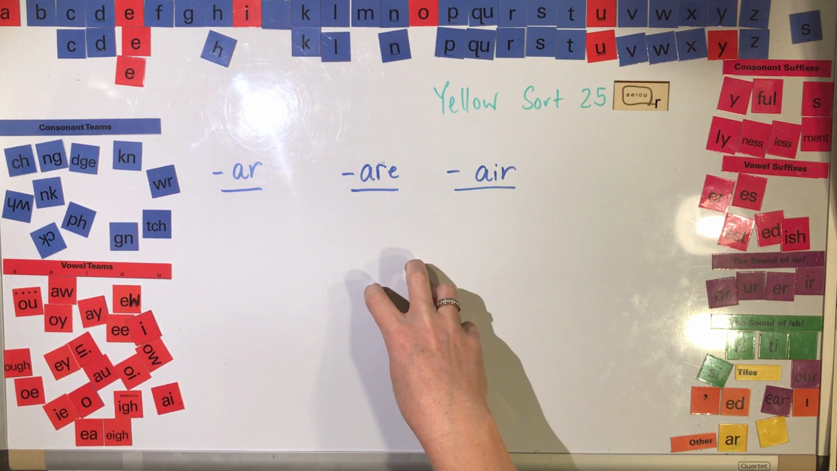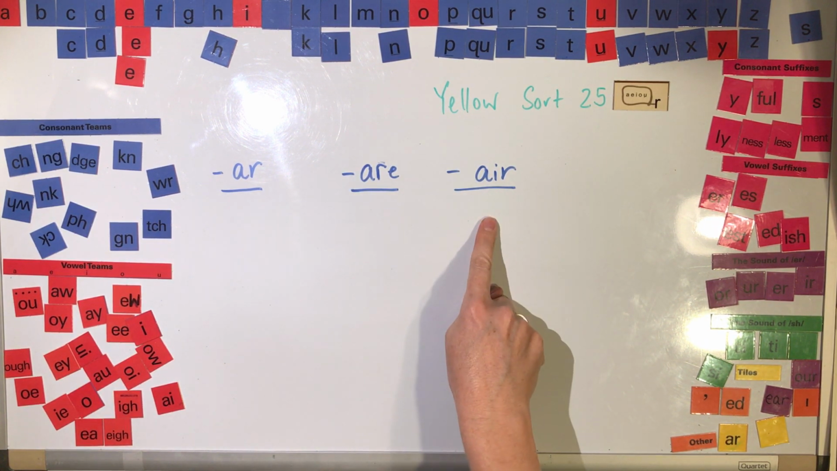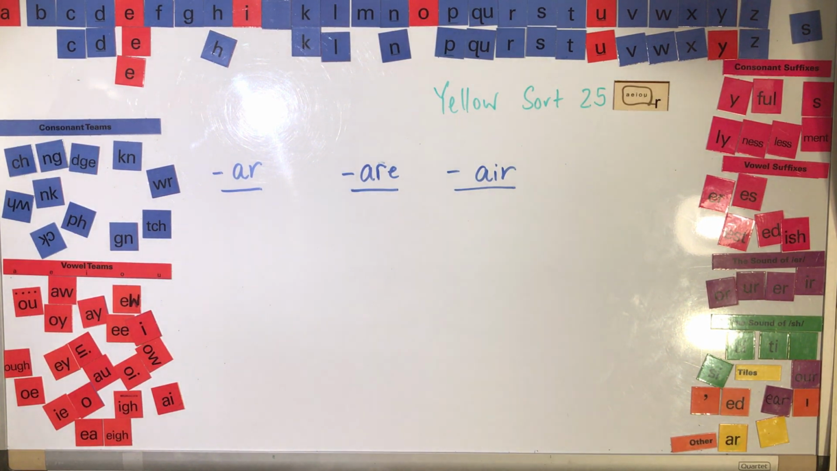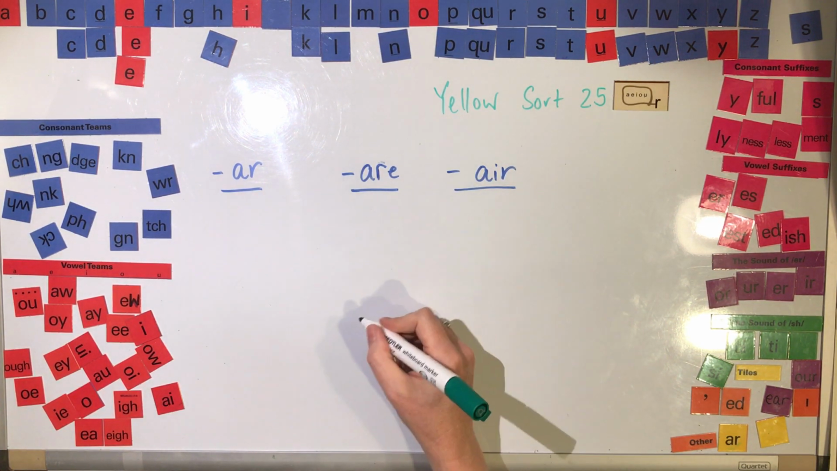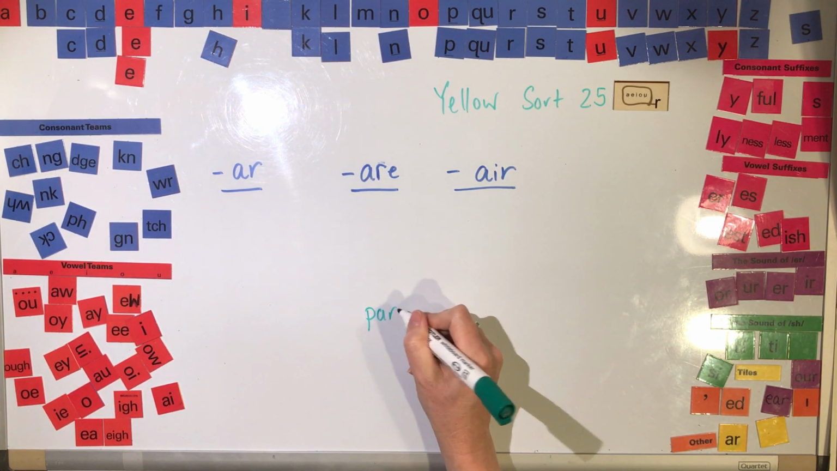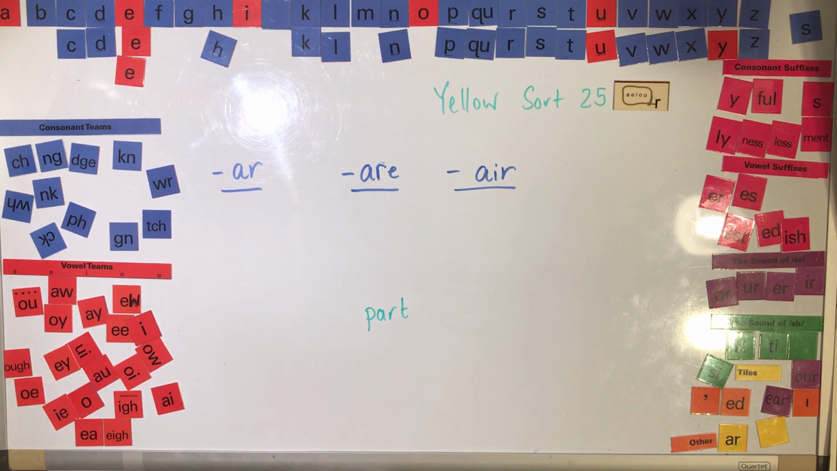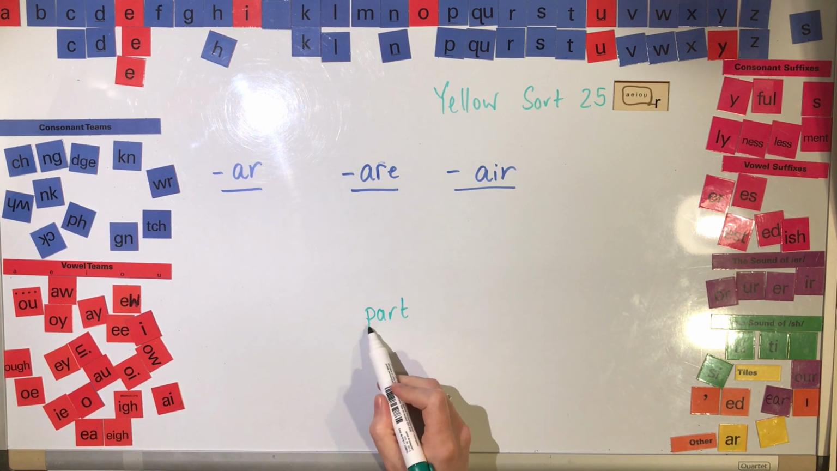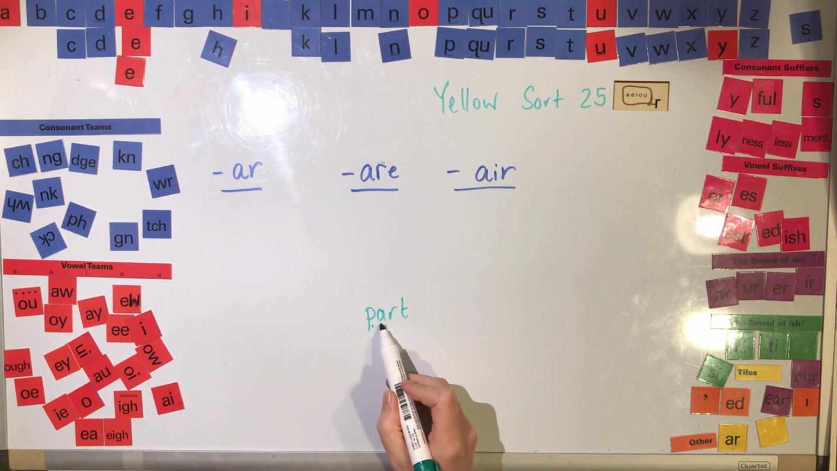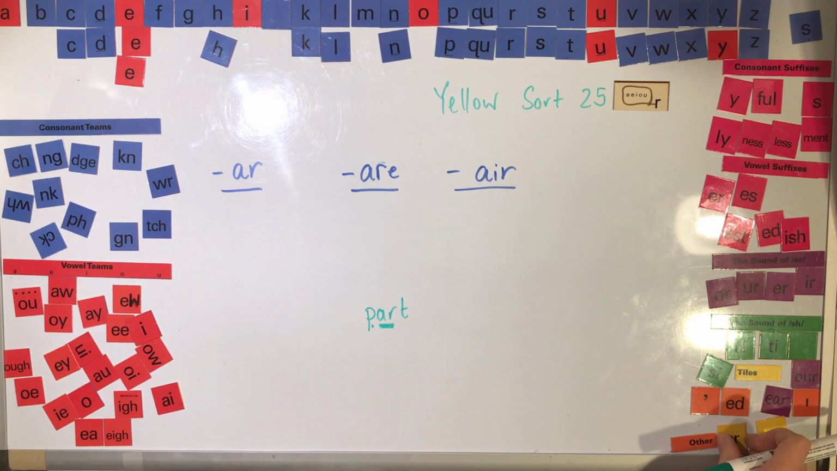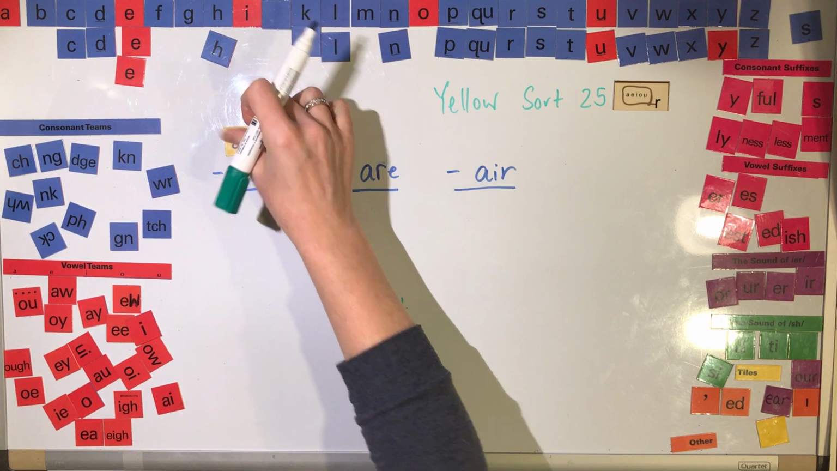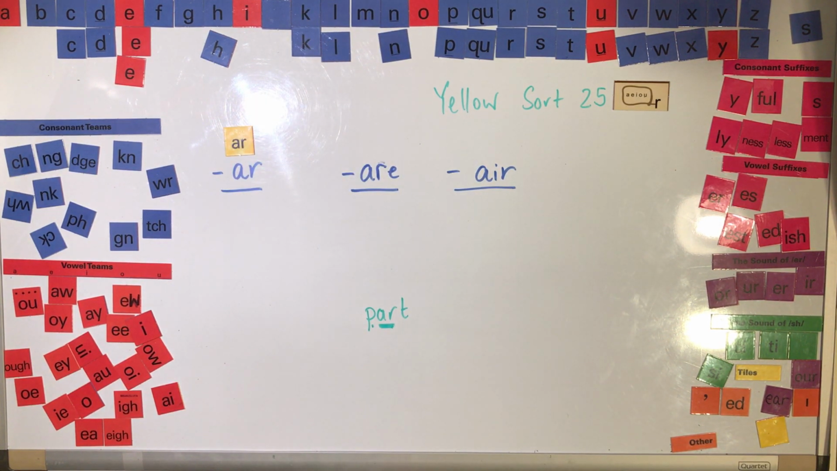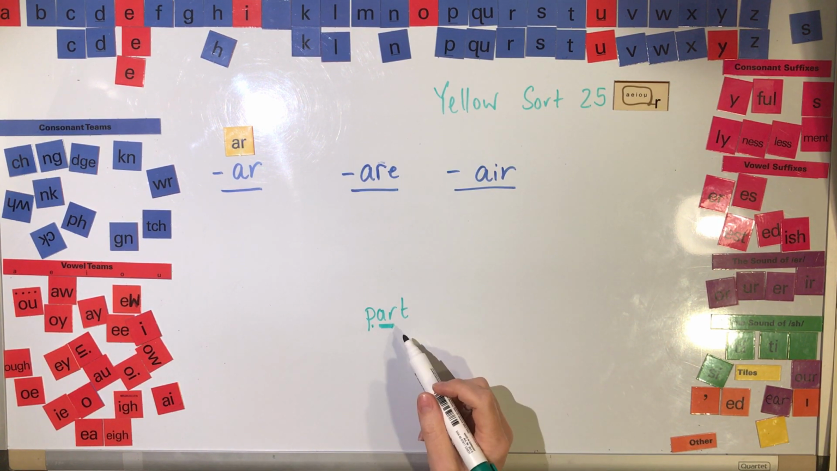So we're going to look at a word and decide which category it fits into. Okay, so let's take our first word. The first word is part. Don't write it in yet, but let's have a look at it. So P, A, R, because we now know AR is its own special sound. It's very common. AR is a very common sound in words.